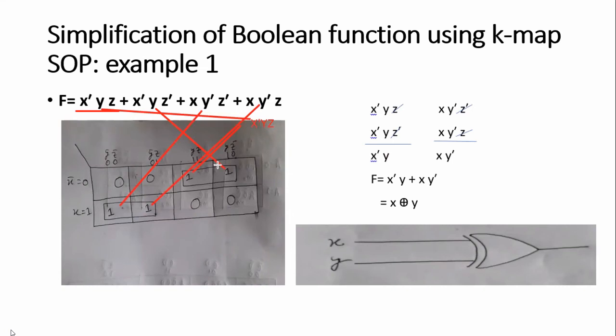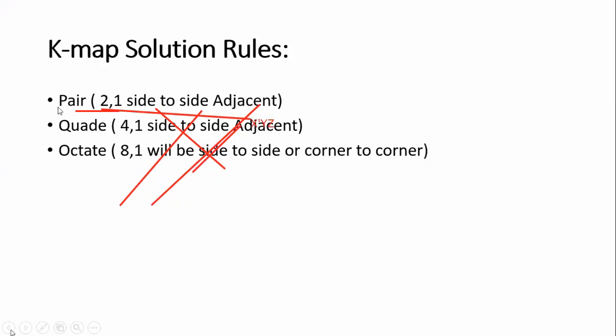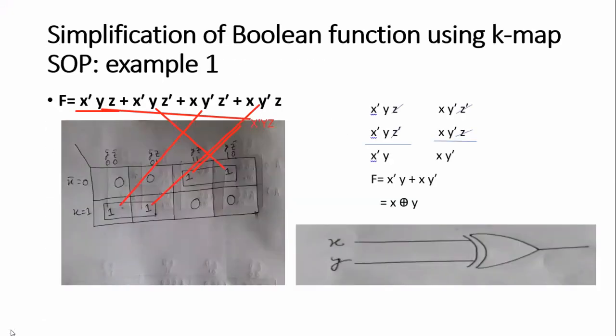We read in the previous slide how we can make adjacent pairs. There are 3 ways. Pair, 2:1, side to side adjacent, which is what we are doing now. Then quad, 4:1, side to side adjacent. Octet, 8:1, side to side and corner to corner. So what is side to side and corner to corner? This is side to side.